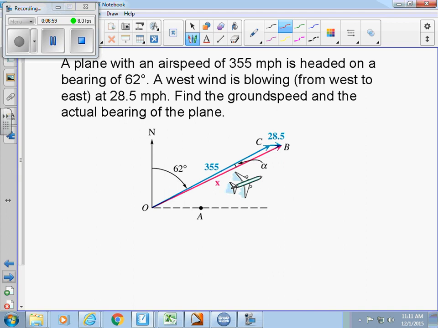So the magnitude of the vector is a quantity. It doesn't necessarily mean it's a distance. It can be any quantity with direction. So in this case, the vector is a speed. We have a 355 mile per hour vector on a bearing of 62 degrees and a wind that's going from the west to the east. So we're going to put those two vectors tip to tail again to look at the resultant vector.